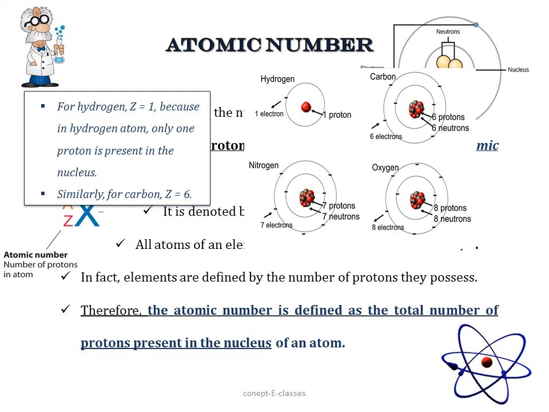So all the elements are defined by the number of protons they possess. Therefore, atomic number is defined as the total number of protons present in the nucleus of an atom.